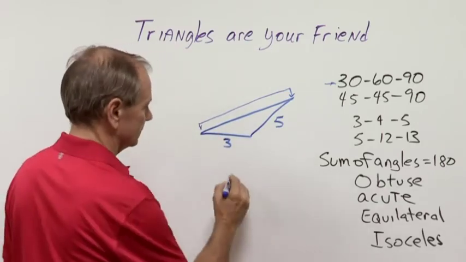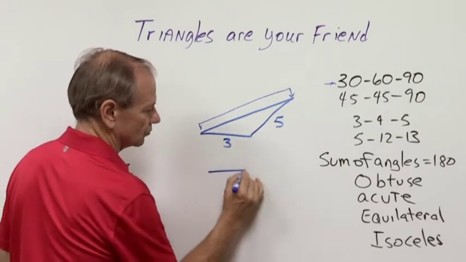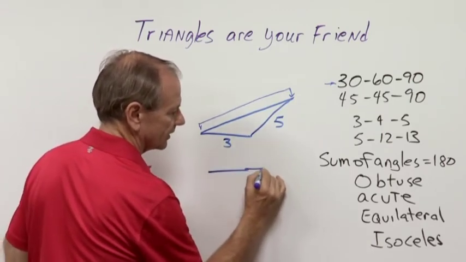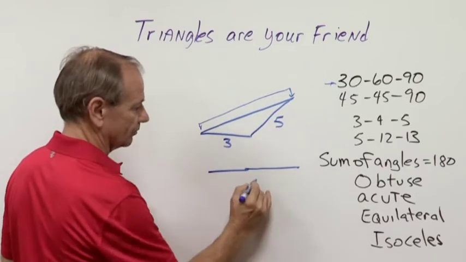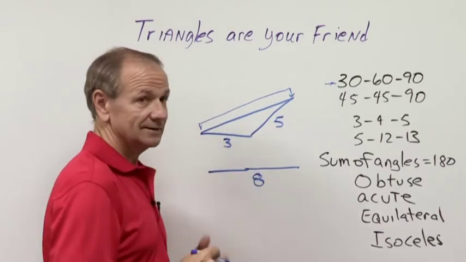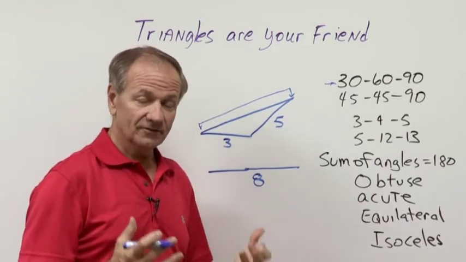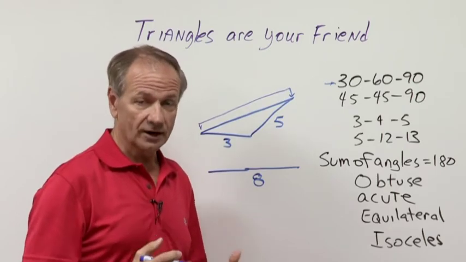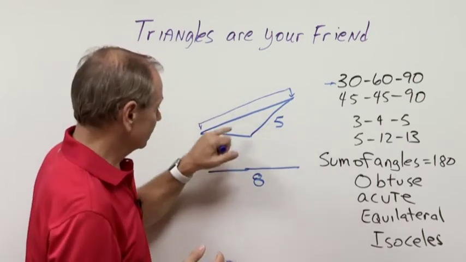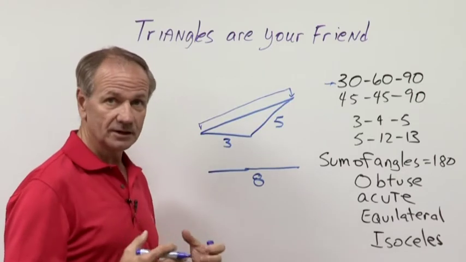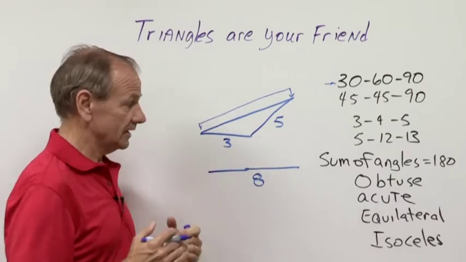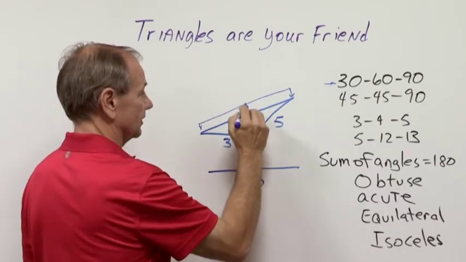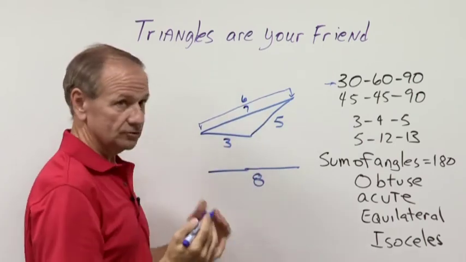Now here's what that means. If I were to take this 3 and then take the 5 like this and lay them completely out flat, 8 is as big as it can be. If it's 8 exactly, it's a straight line. So the length of this third side has to be less than 8. It doesn't matter what it is. It could be a 7. It could be a 6. What else could it be?